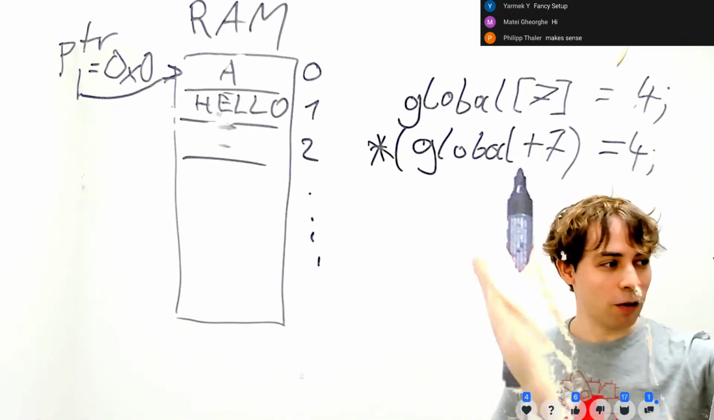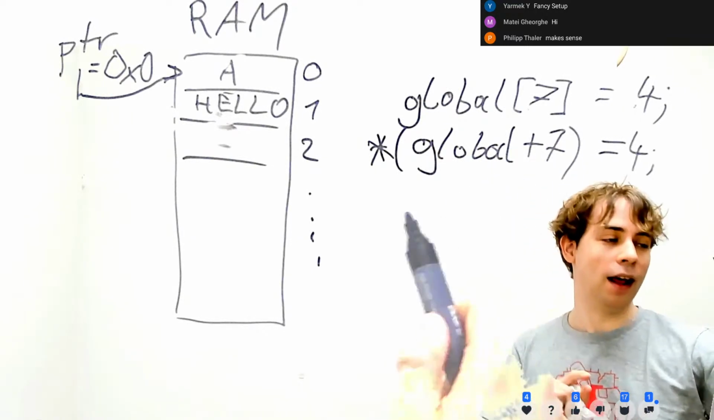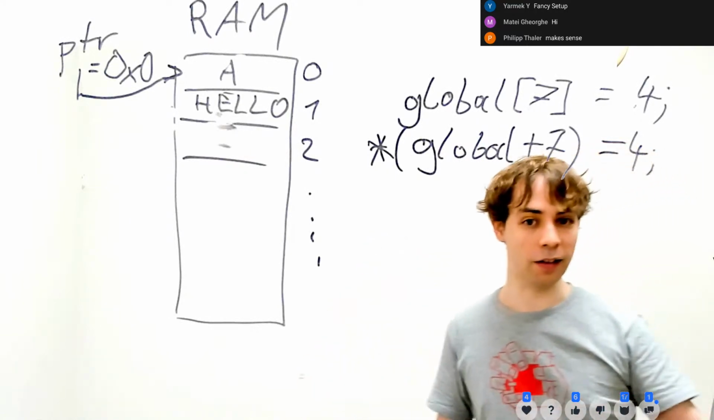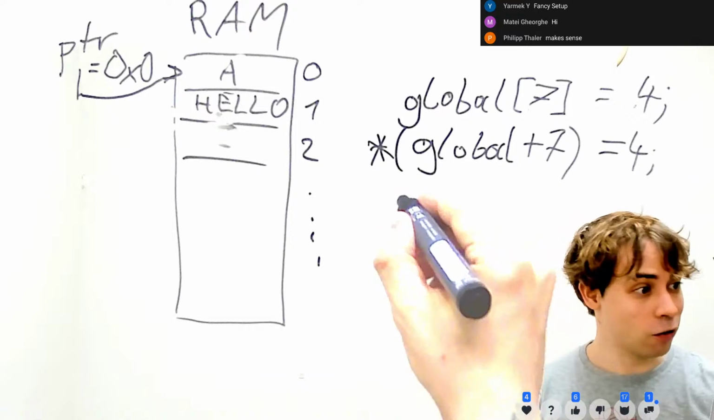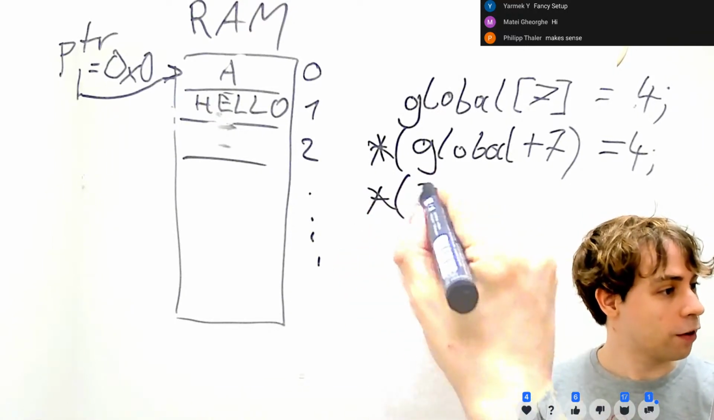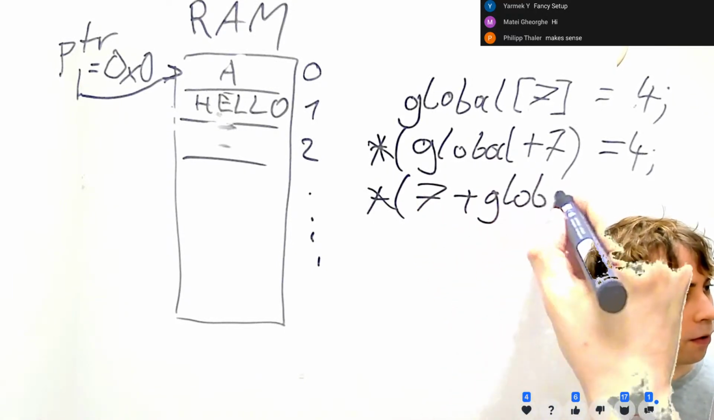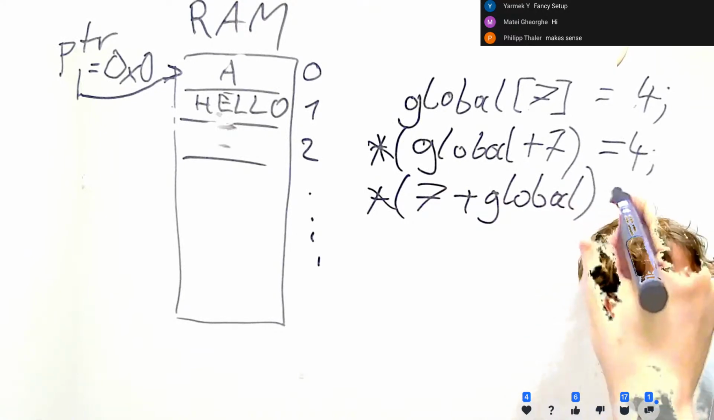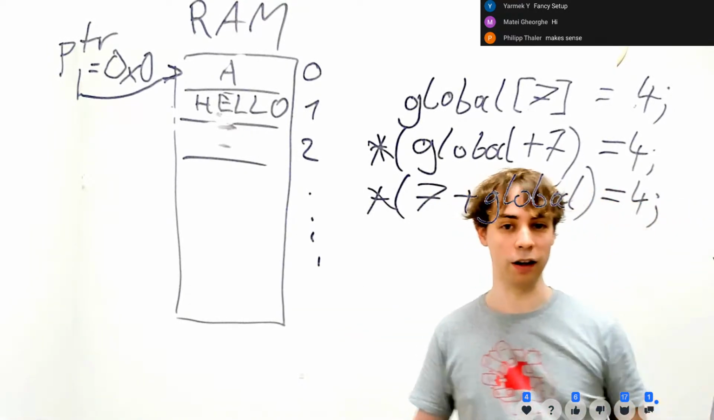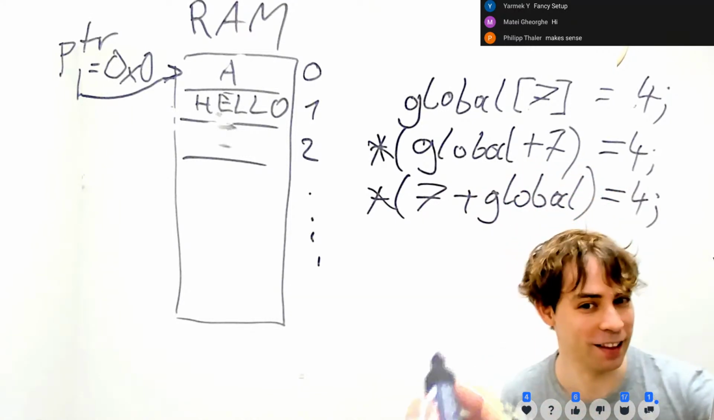Now we know how the plus operator works, right? Does it matter whether we write a plus b or b plus a? It doesn't, right? We know this much from our math classes. It doesn't matter. So we can try to write also like this. And then we have 7 plus global. That's still allowed, of course. I mean, why wouldn't it? But if this is allowed, what about this?